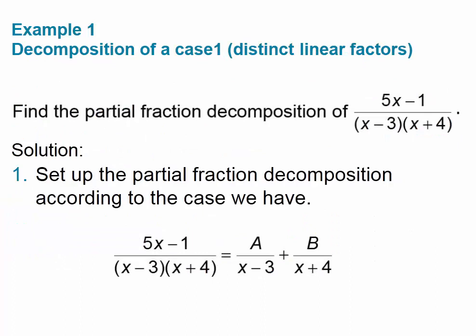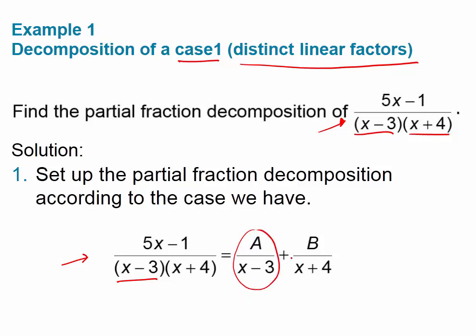Let's take a look at an example now, and we're going to decompose a case 1. So case 1, we have distinct linear factors. And so here's our problem here. We want to set up a partial fraction decomposition for this fraction here. And notice 2 different linear factors in the bottom. So all we need to do to set that up is for each factor, give it its own distinct fraction. So we write the first one over, under a, and then we write the second one with a b on the top. And again, addition between those two.